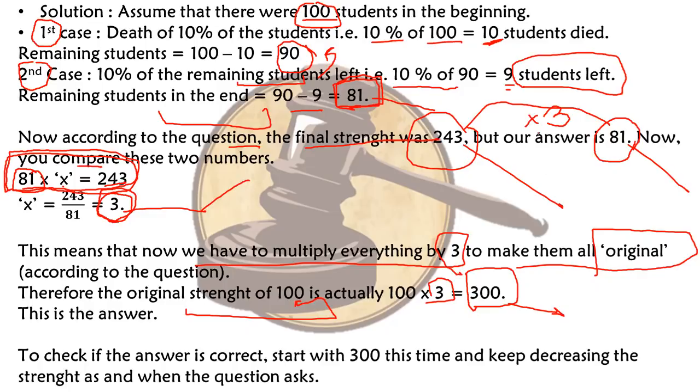If you didn't understand it, just recap the video, watch this solution once more. I tried my best to explain this. See if you understand this. So this 300 is basically our answer. Now don't do this in CLAT, but just to check if your answer is correct, start with 300. So this time start with 300 as the original population of the hostel, and keep decreasing the strength as and when the question asks you to do so. Okay.